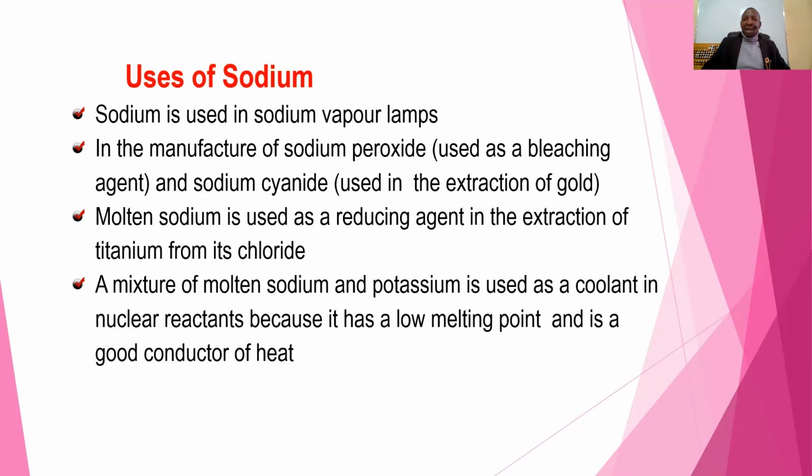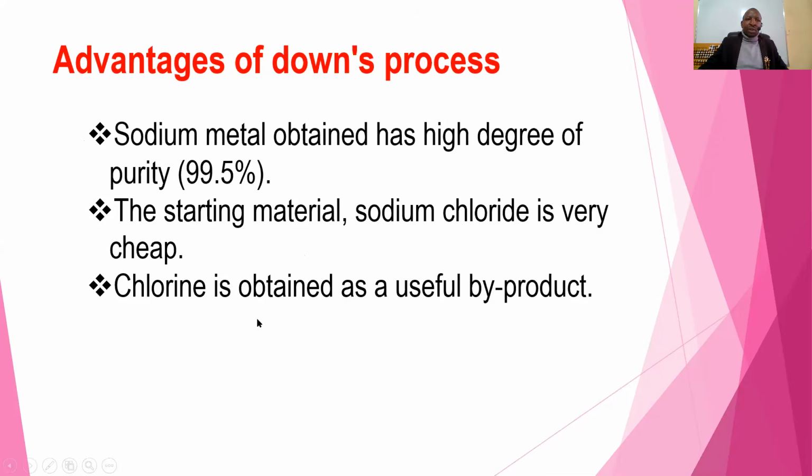A mixture of sodium and potassium is used as a coolant in nuclear reactors because it has a low melting point and is a good conductor of heat. Very important. So we are looking at advantages of the Downs cell.